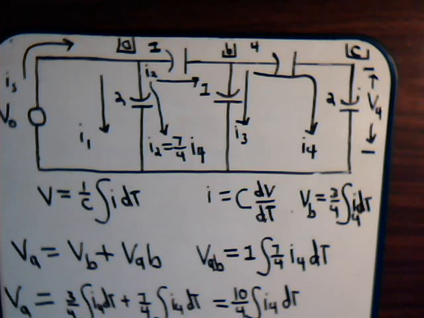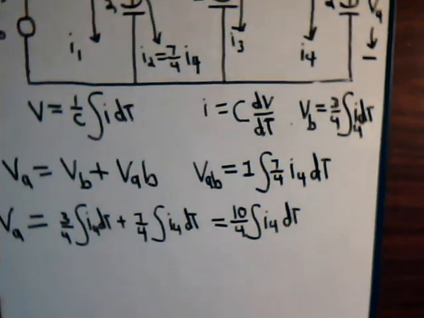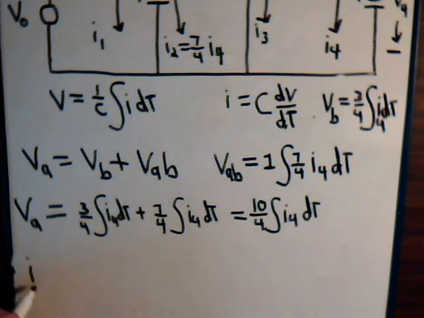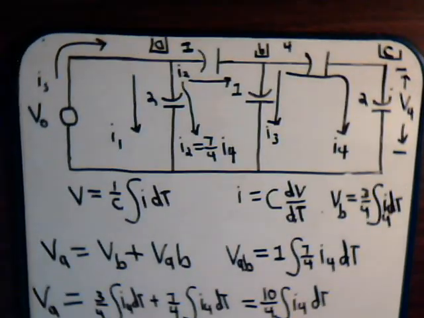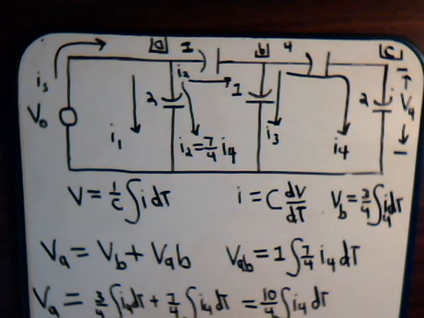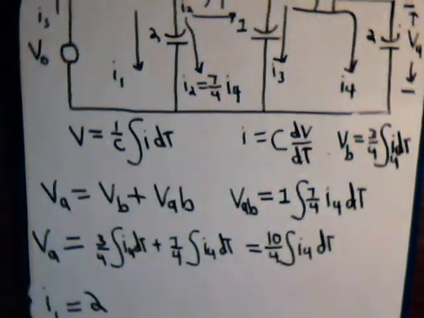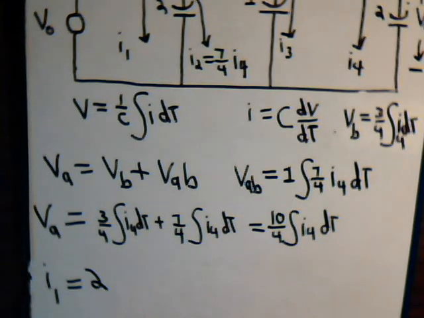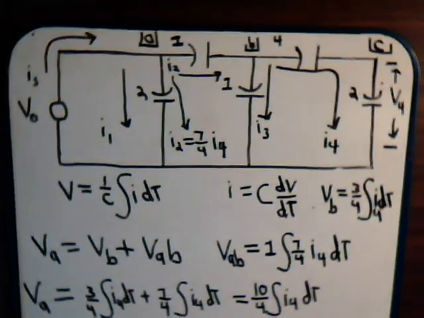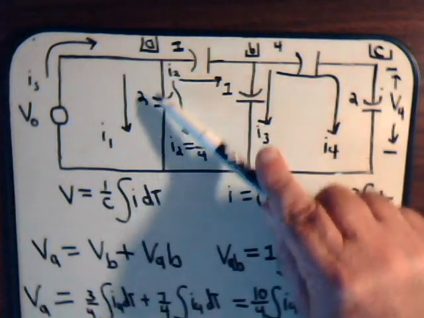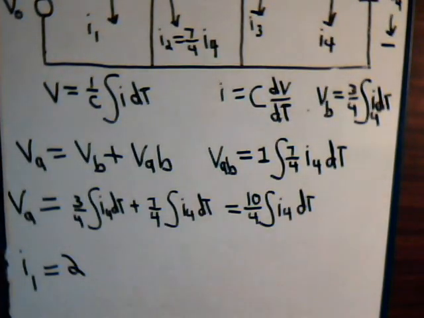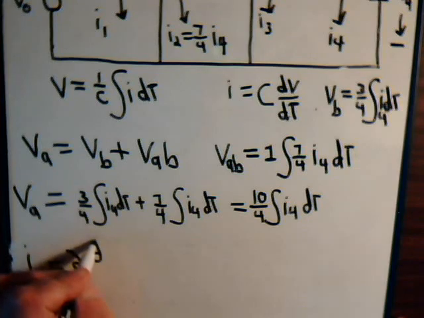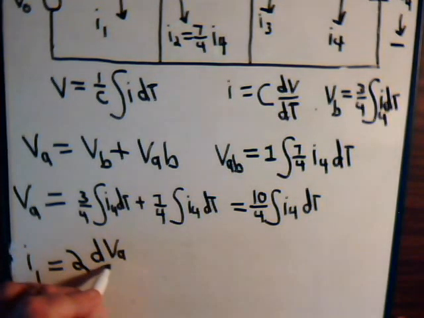So you would have I1 for our specific case. Current I1 will equal C. That's this. That is 2. Times dV dt. Specifically, what is the voltage across this capacitor? It's VA. And VA is this. So I1 equals 2 dVA dt.